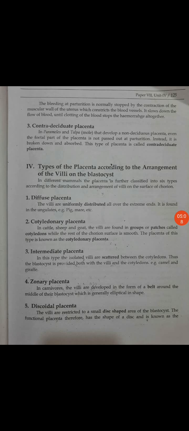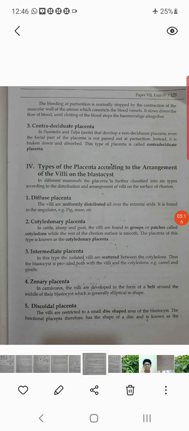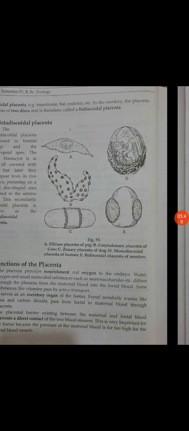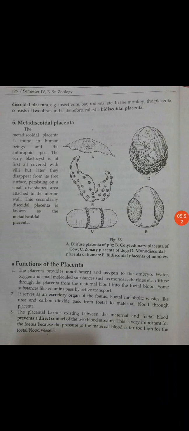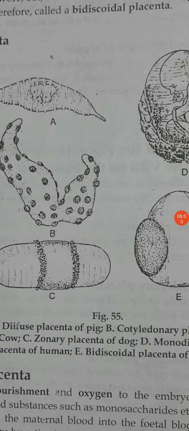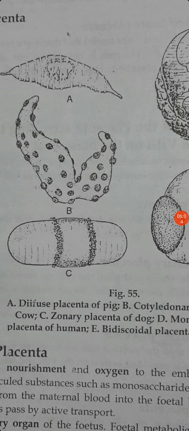Now the next type of placenta is according to the arrangement of the villi on the blastocyst. Number one, diffuse placenta. The villi are uniformly distributed all over the surface. It is found in ungulates, pig, mare, etc. Then cotyledonary placenta. In cattle, sheep, goat, the villi are found in groups or patches called cotyledons. See the picture here: A is diffuse placenta and B is cotyledonary placenta. You can see the patches.